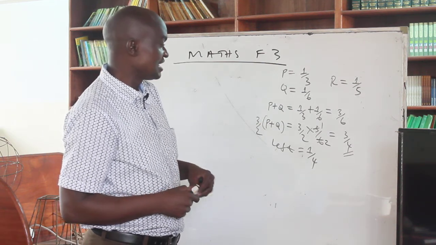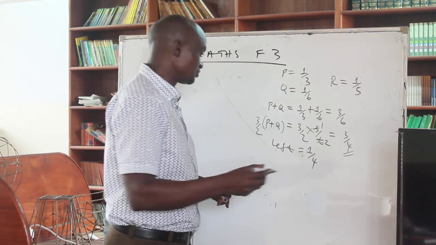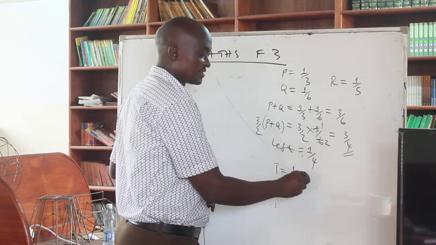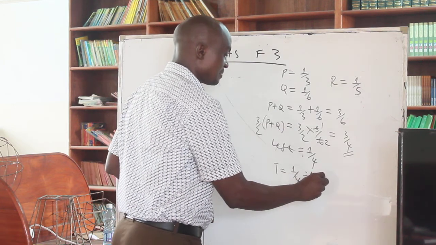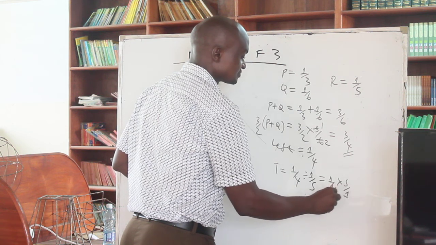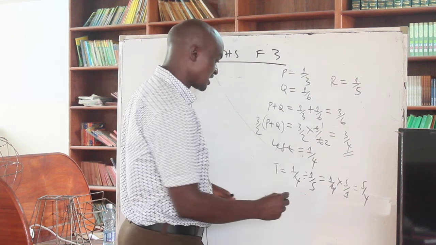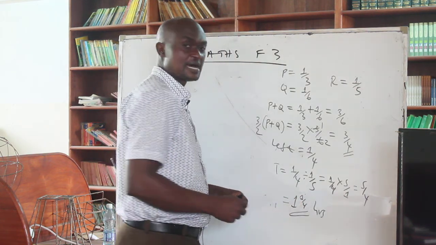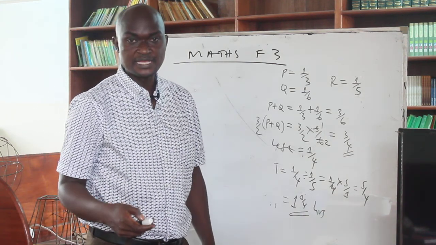So how much time will be required to fill a quarter of the tank? What we do here, to get the time remaining, we take the space remaining, divide by how much space is filled in an hour by the pipe R. So it will be a quarter times 5/1. That will be 5/4, which is the same as 1.25 hours, or 1 hour and 15 minutes to fill the remaining bit.